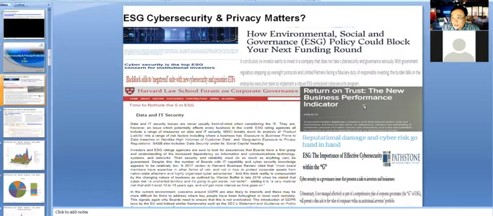Also, for example, return on trust: the cost of a cybersecurity breach is not just the loss of data or intellectual property. The most significant loss is trust, the relationship with customers. So return on trust is the most significant factor in taking care of the investment, and therefore in taking care of your cybersecurity and privacy protection. Reputational damage and cyber risk also go hand in hand.